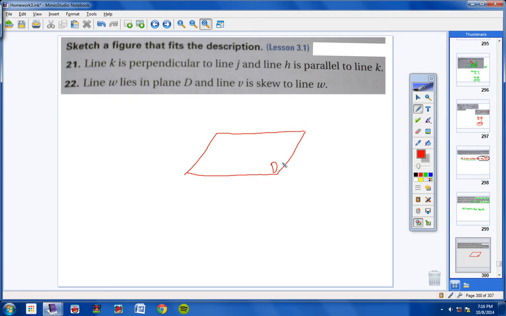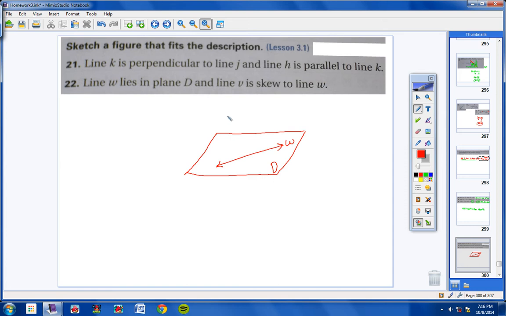Now pretend this is a sheet of paper and I took a pencil and I drew a line on the piece of paper. There's the line I drew, and that's line W. Okay, so line W lies in plane D and line V is skewed to W.